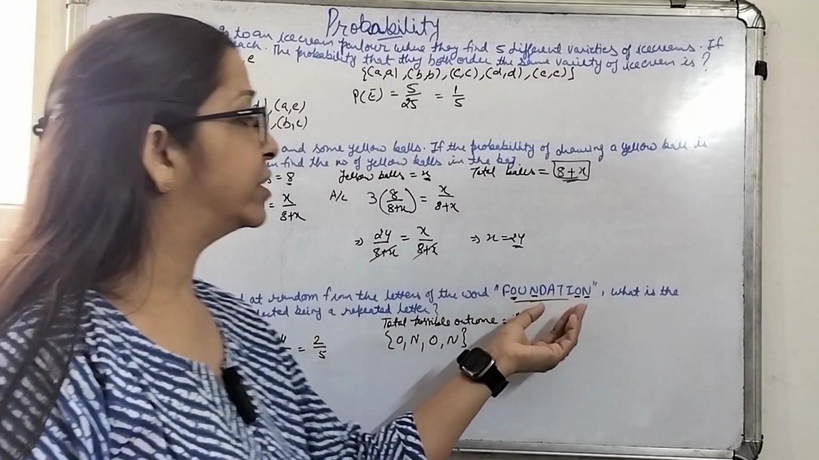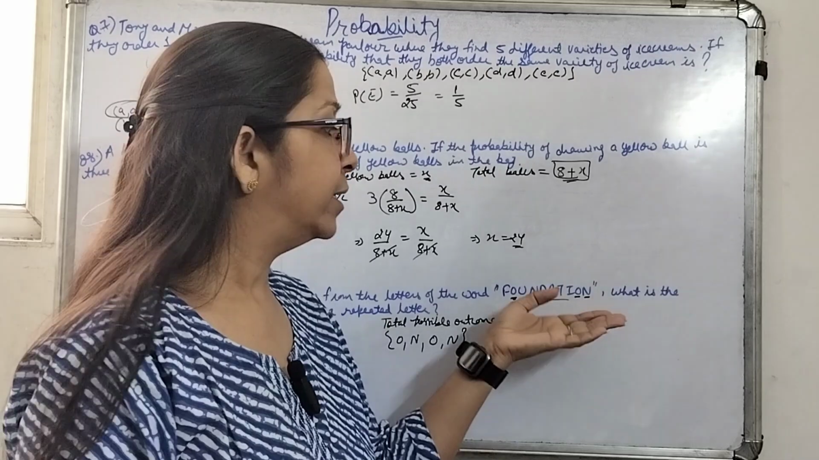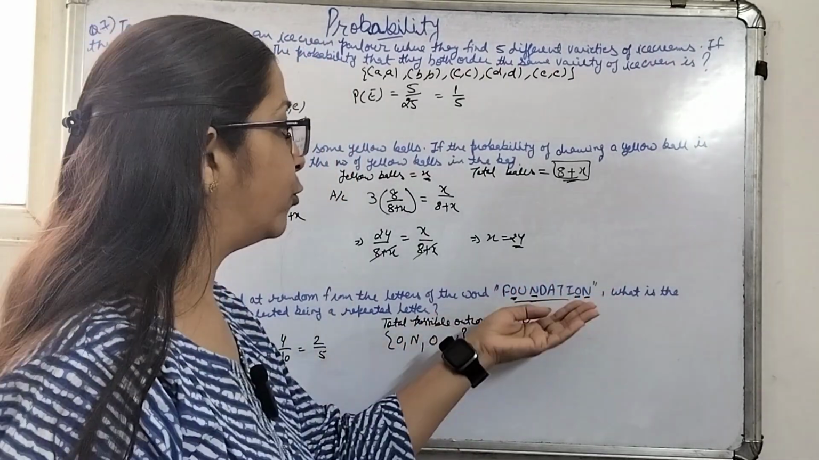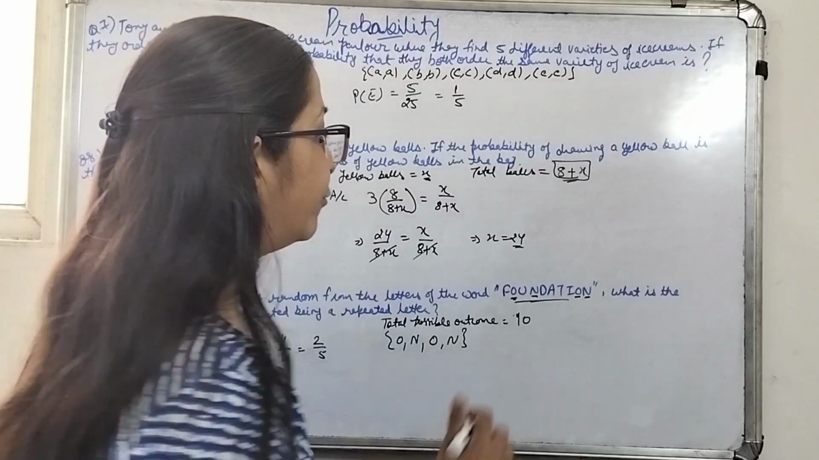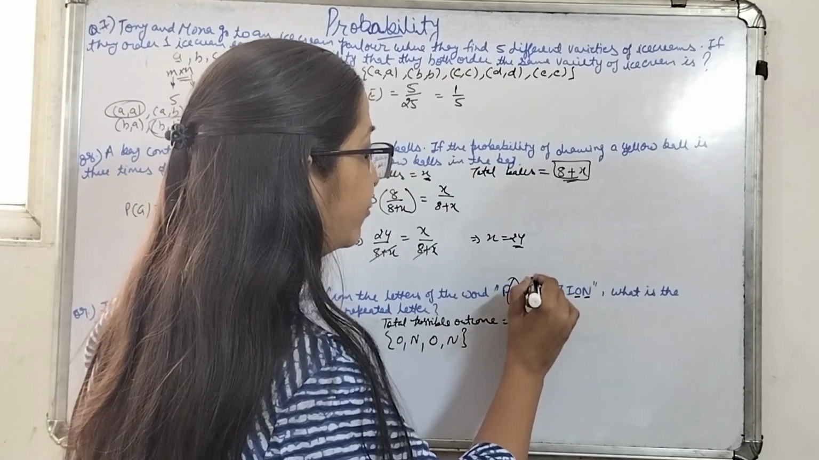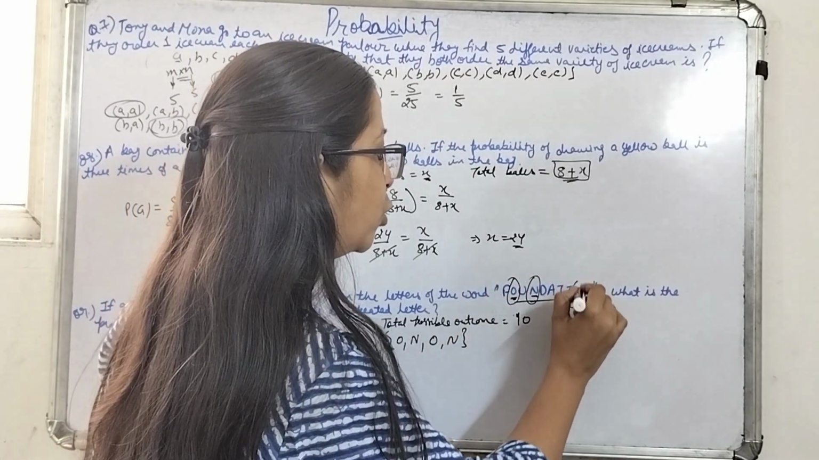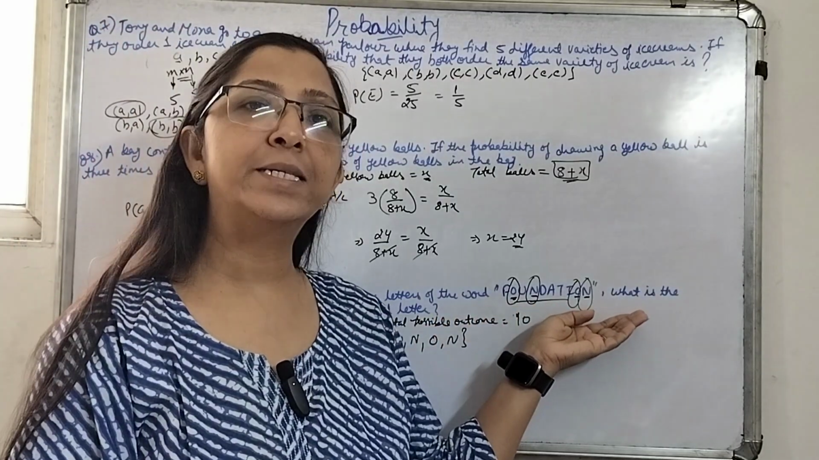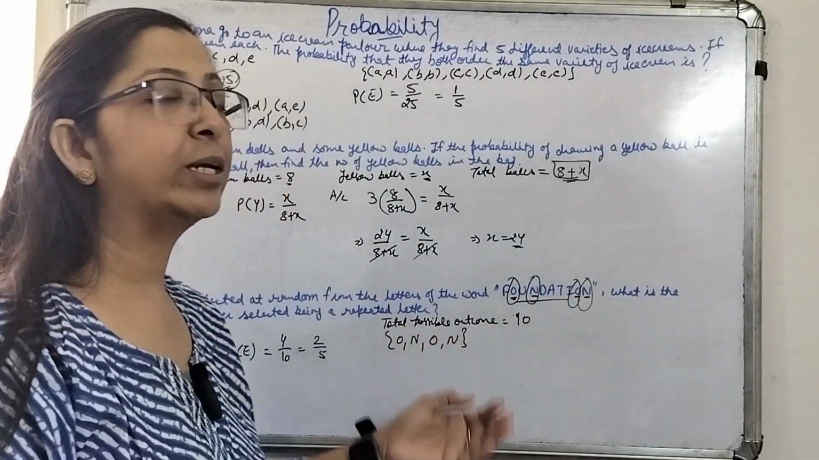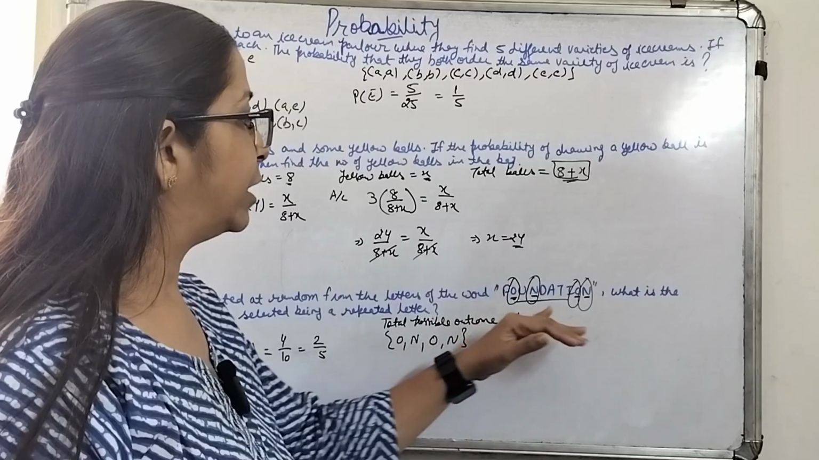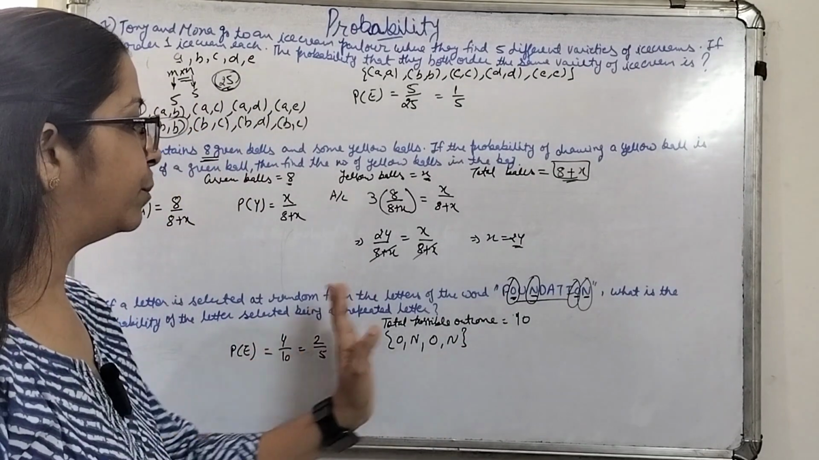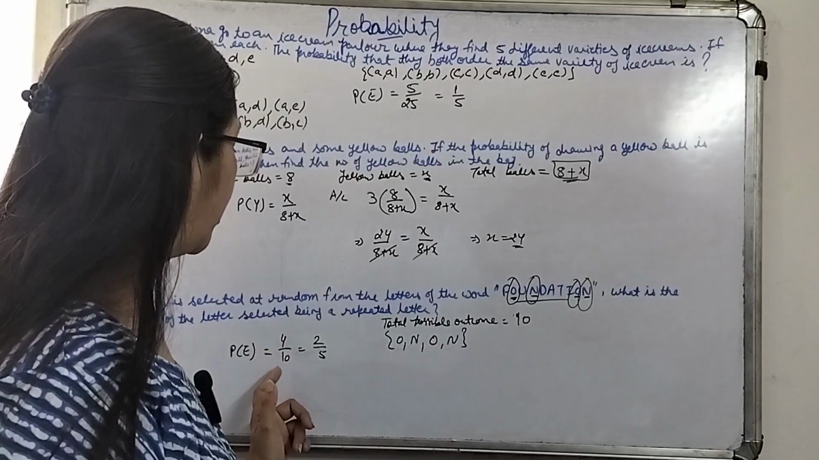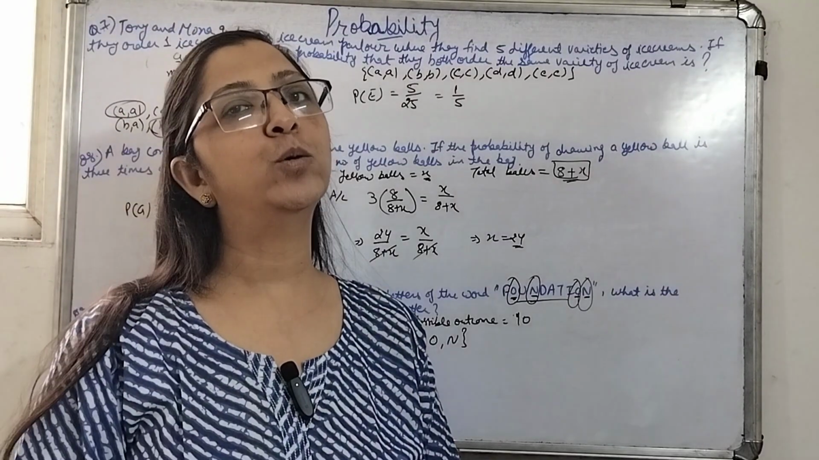Over here, any of these 10 letters will be selected. That means total possible outcomes is 10. And what is the favorable outcome? If this O will be selected, if this N will be selected, if this O will be selected, or this N will be selected. If any of these four will be selected, it will be the favorable outcome. So total favorable outcomes will be 4 and total possible outcomes will be 10. So probability will be 4 upon 10, or we can say it to be 2 upon 5.